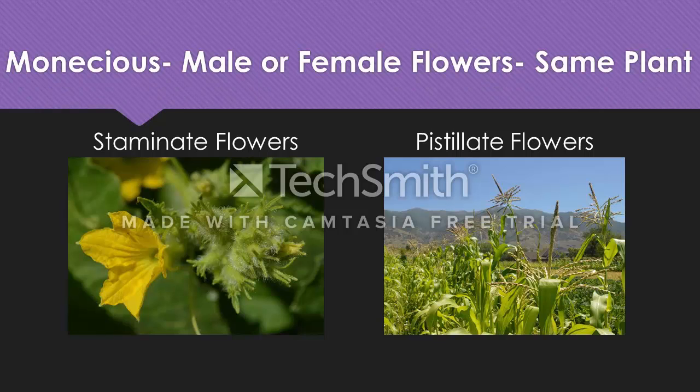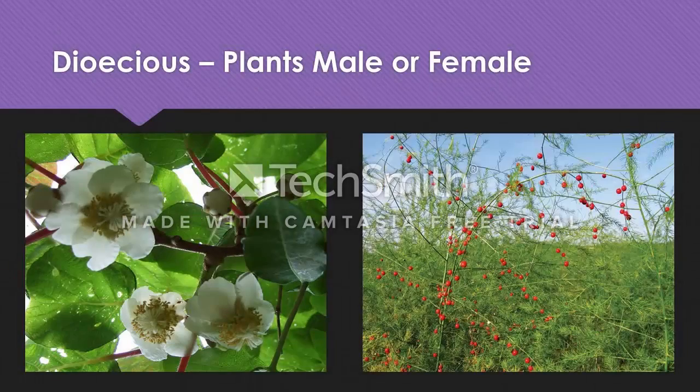or cucumbers, where the male and female flowers bloom at separate times. Dioecious plants, on the other hand, are either male or female. That means they only bear female flowers on one plant and male flowers on the other plant. Kiwi fruit, asparagus, and buffalo grass are good examples of dioecious plants.